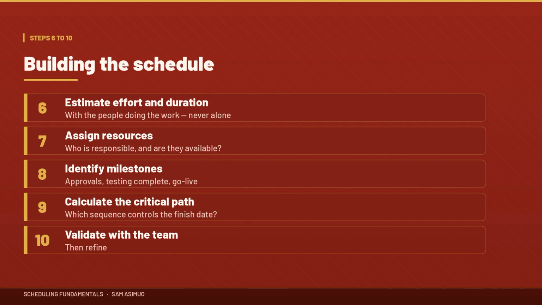Step 7. Assign resources. Who is responsible, and are they actually available? Step 8. Identify milestones. Requirements approval, design approval, testing complete, business approval. Go live. Step 9. Calculate and review the critical path. Which sequence determines the project completion date? Step 10. Validate the schedule with the team.